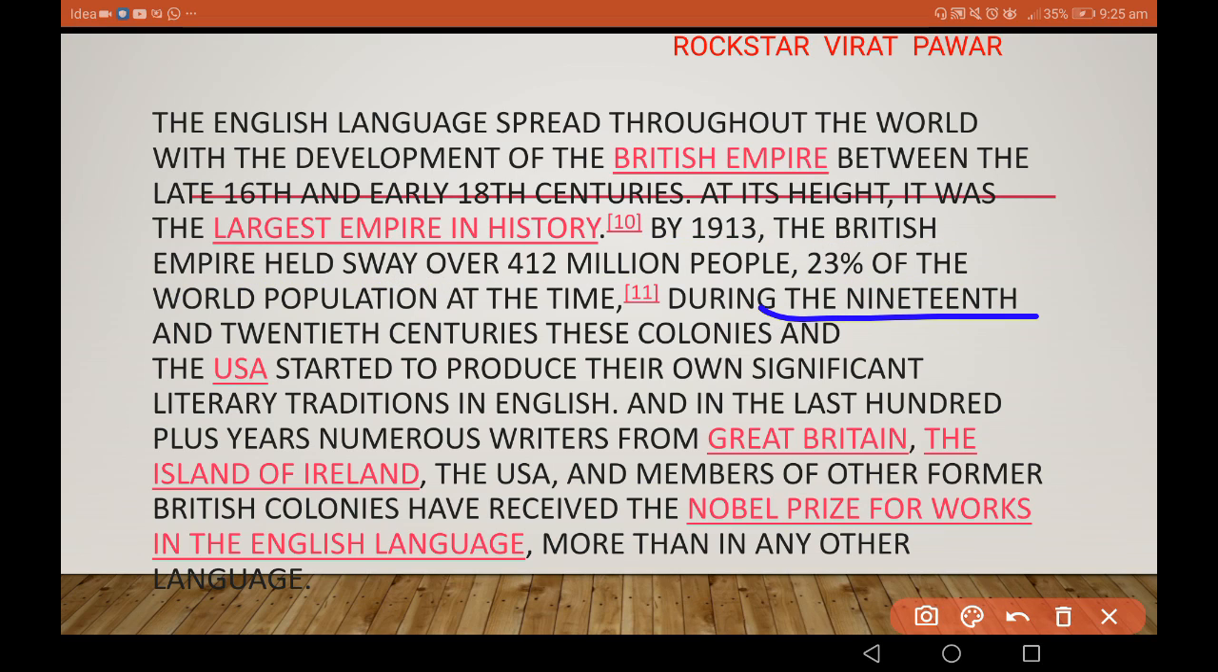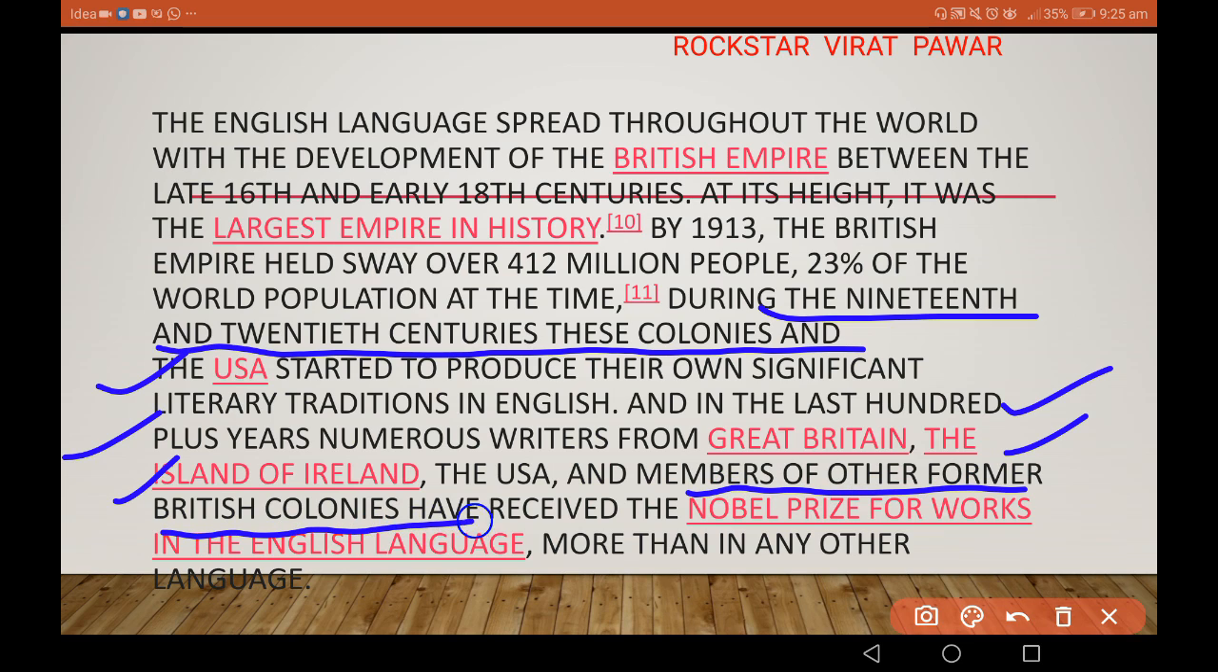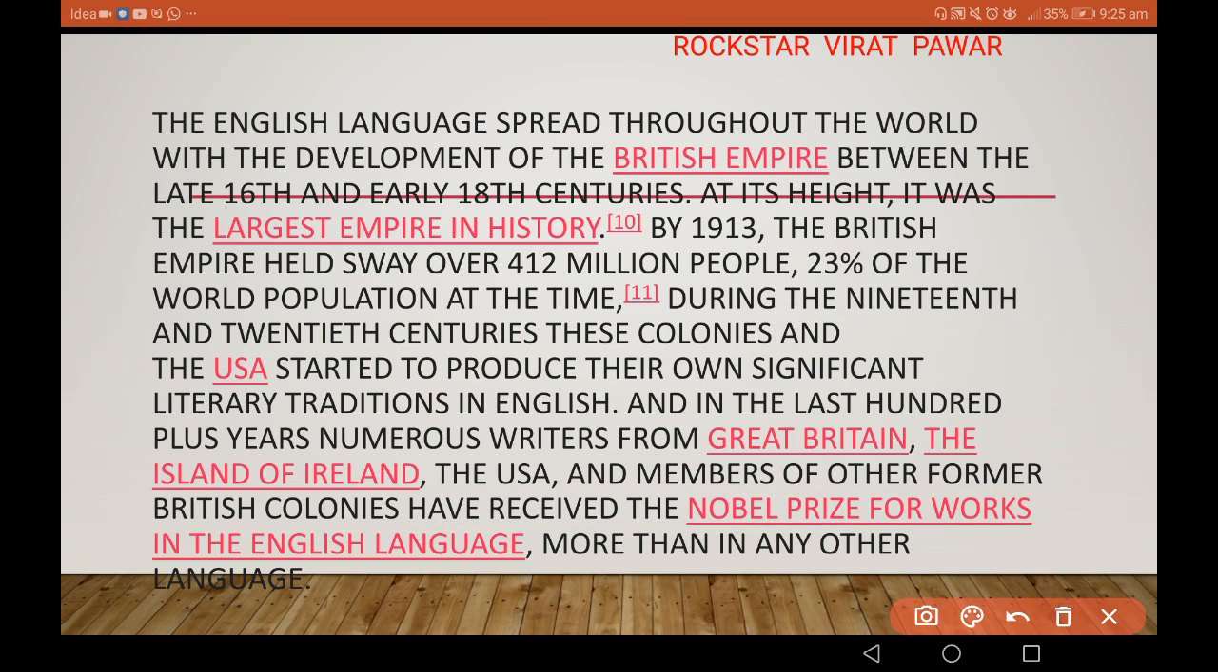During the 19th and 20th century, these colonies and the USA started to produce their own significant literary traditions in English, and in the last 100 plus years, numerous writers from Great Britain, the Island of Ireland, the USA and the members of other former British colonies have received the Nobel Prize for work in the English language, and it is more than any other language we know.